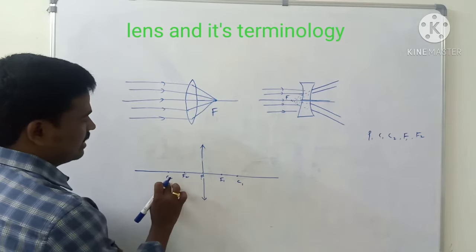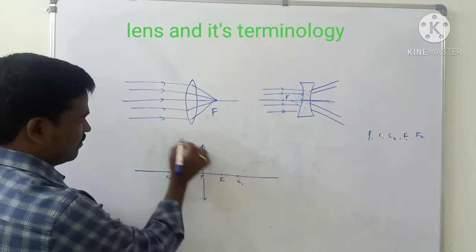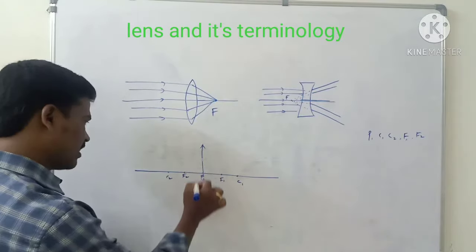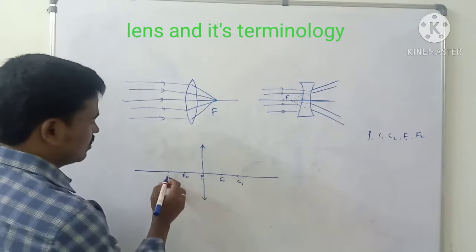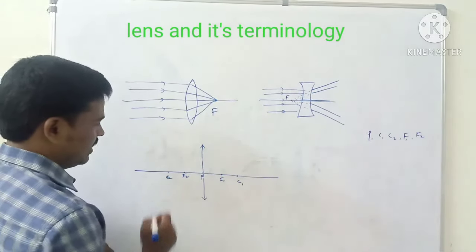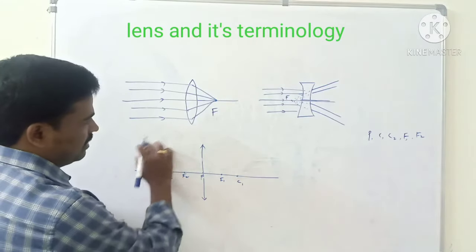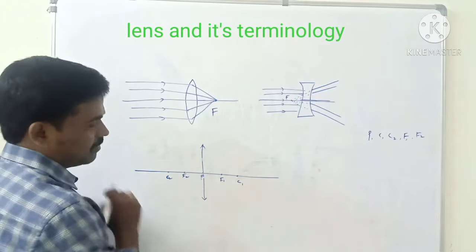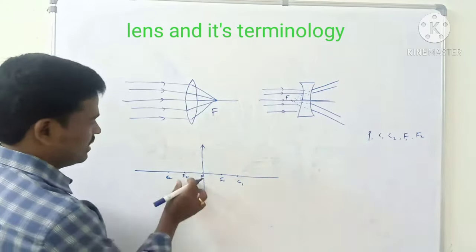What is C? C is the center point of the sphere in which the curved path lies. So what is the definition of C? This is the center point of the sphere in which the curved path is there. And what is F? F is nothing but, if the rays come in parallel, they converge at a point on the principal axis. That point is called the focus.